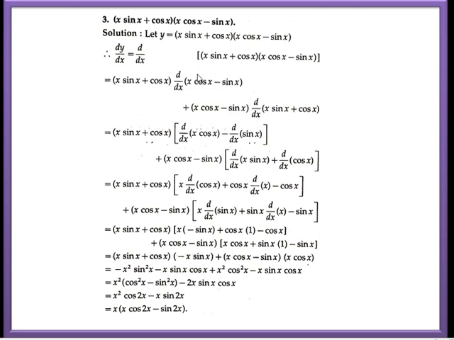I repeat, here first you have to use product rule, first into derivative of second, but while differentiating second you have to again use product rule because x and cos x, their product is taken. So x into derivative of cos x plus cos x into derivative of x and so on.